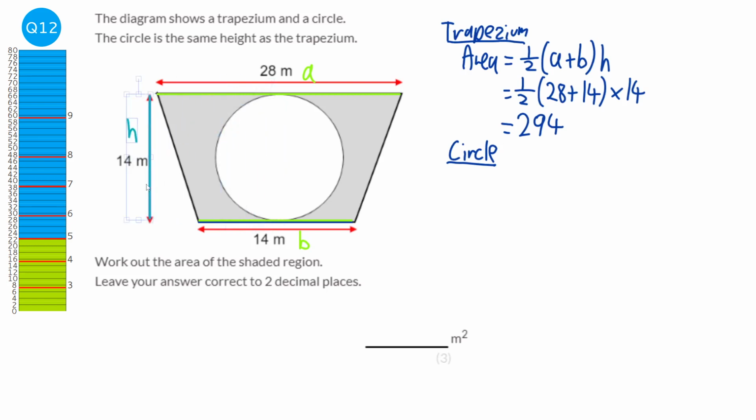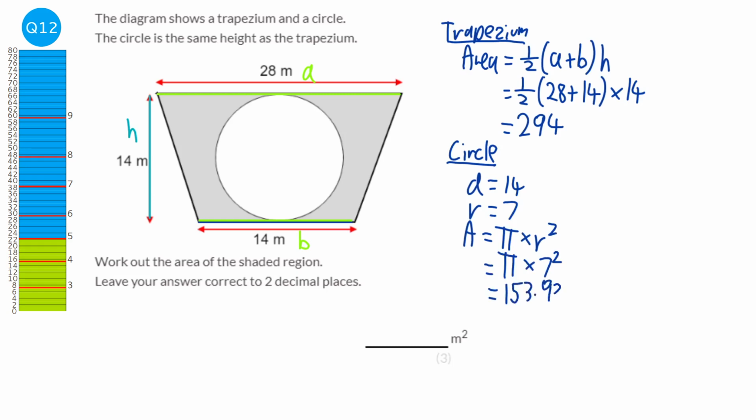So the height of the circle is the same as the diameter. So the diameter of the circle is 14, therefore the radius would be half of that, which is 7, and the area of a circle is pi times the radius squared. So it would be pi times 7 squared, which will be 153.938 blah blah blah. Now I'll keep that in my calculator.